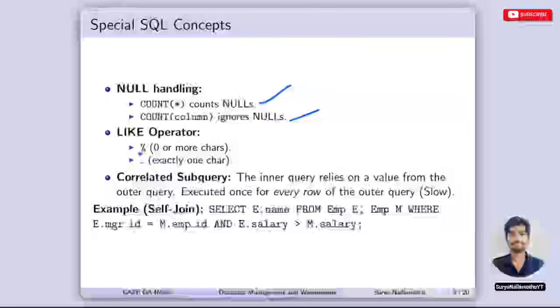And next, the like operator. In the like operator, the percent symbol includes zero or more characters. The underscore includes exactly one character.